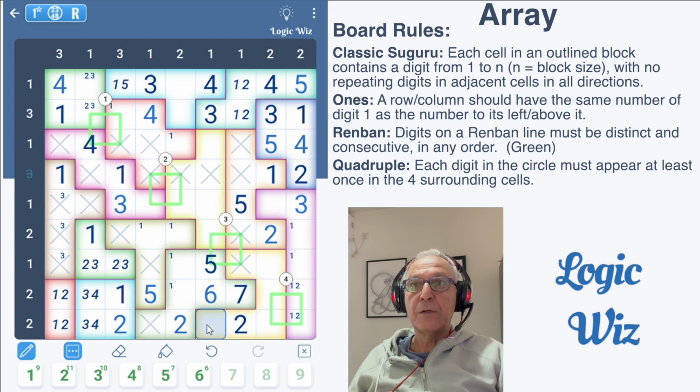Okay, here 6 cannot be here, cannot be here. 6 must be one of these cells. 5 cannot be here. So 5 must be one of these.